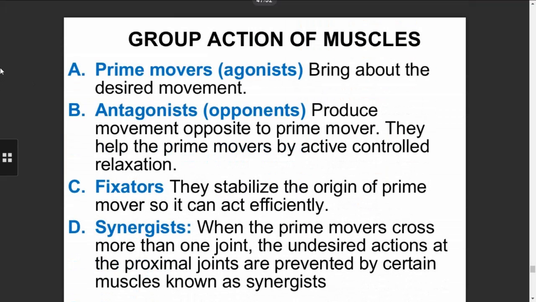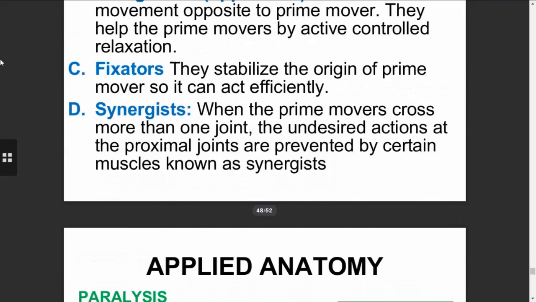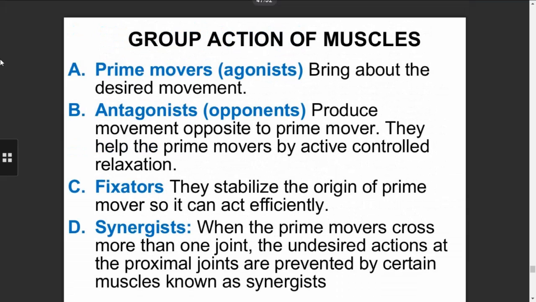Group actions of muscles. There are 4 types of muscles on the basis of action of muscles. First is the prime movers, agonists, which actually bring about the desired movement, which will cause the movement which we want to do. Antagonists, opponents, which produce movement opposite to the prime mover. They help the prime movers by active control relaxation, means that they give resistance to stabilize the movement.